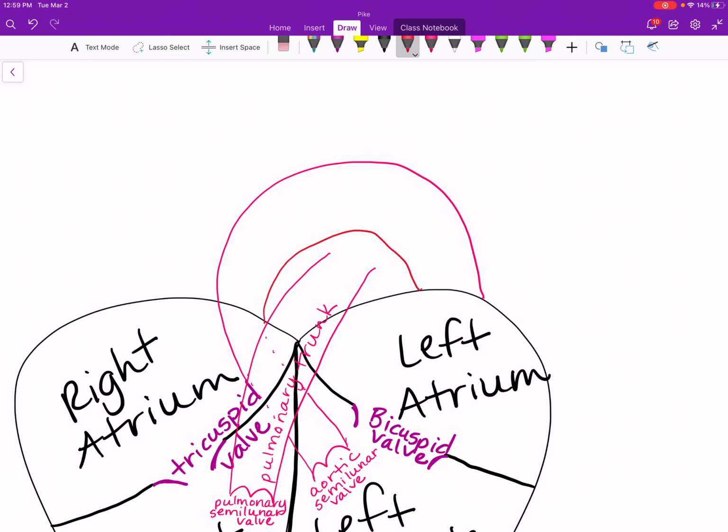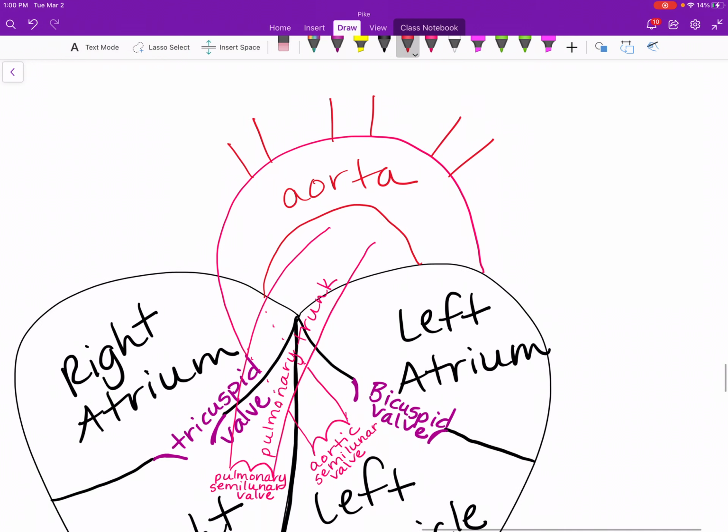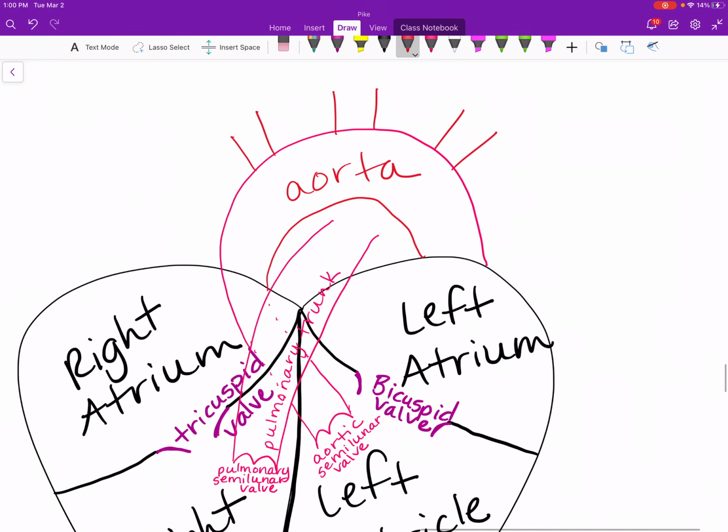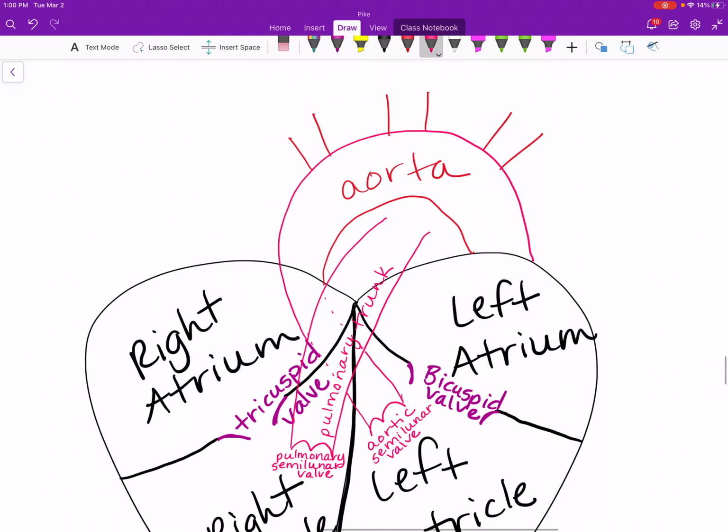Okay. So this is the aorta, and then it has 3 branches that come off of it. All right, I ended up going kind of red on that. I don't know why I did that. Oh, well, that's okay. I'll come back over here to pink. They kind of look the same to me.